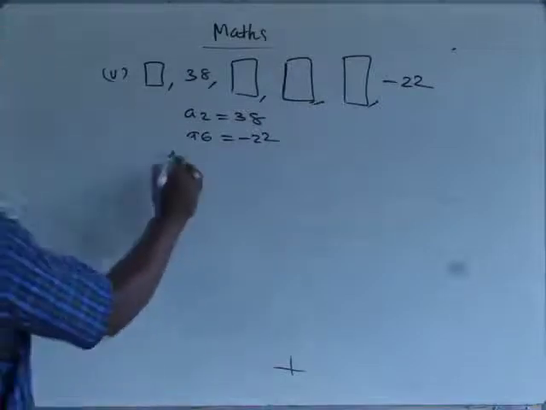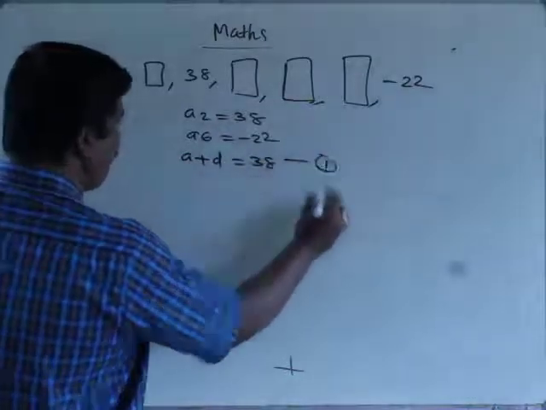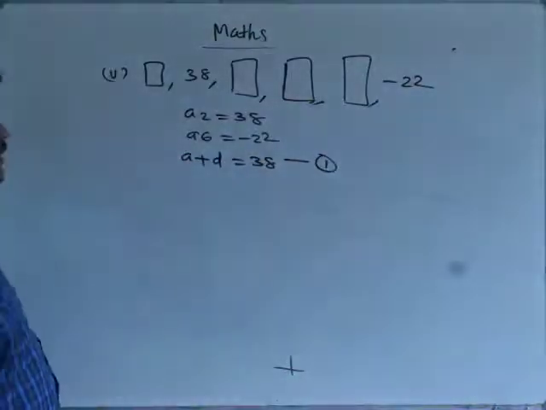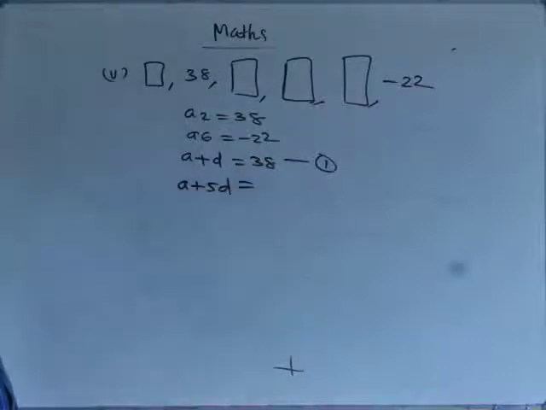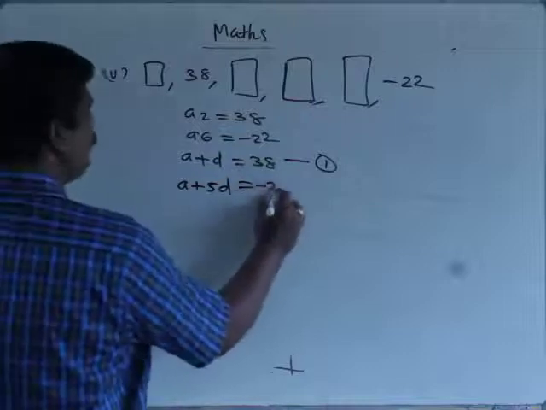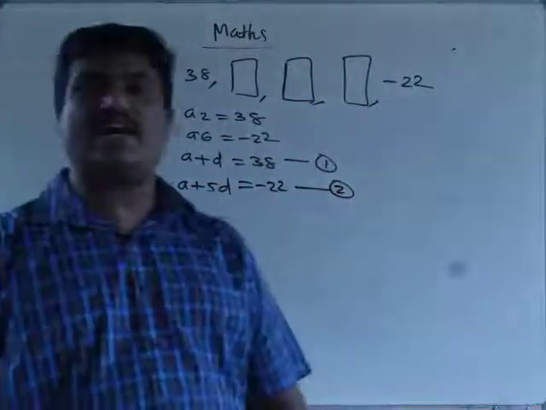So the second term is expressed as A plus D is equal to 38, marked as equation number 1. Then the sixth term is expressed as A plus 5D, that is minus 22, marked as equation number 2. So these two equations are linear equations.